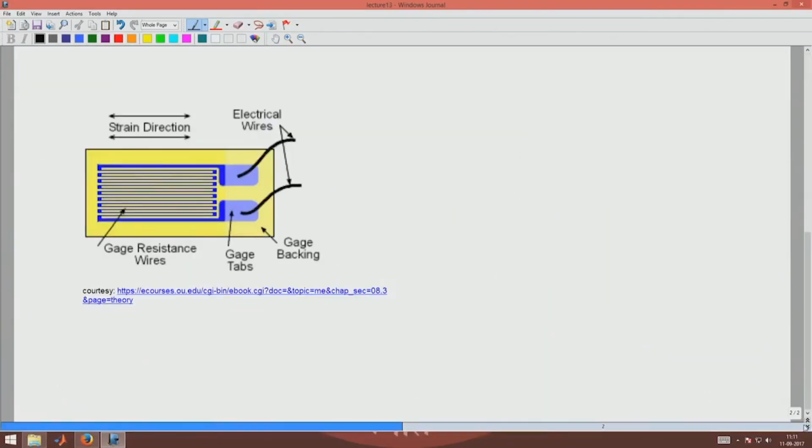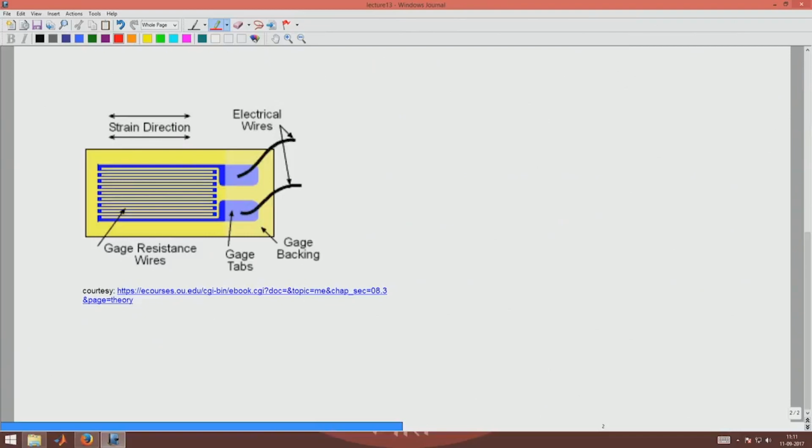Now, let us see how an electrical strain gauge functions. This is a schematic of an electrical strain gauge. What it measures is the change in resistance. You know that the resistance is proportional to the length of the member. So, when the length changes, the resistance will change, and that change in resistance is what you measure as a change in the balance in the Wheatstone bridge network.